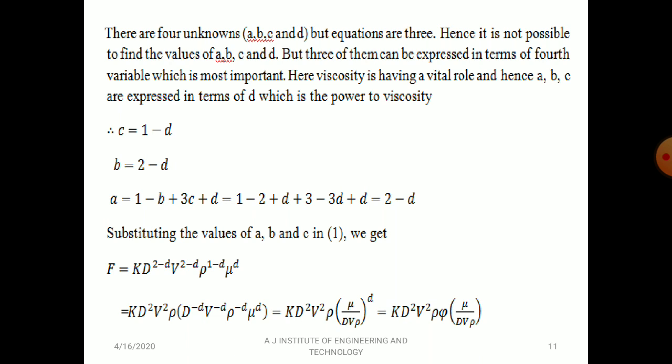So we can just neglect the power. When it is a function of mu divided by dV rho, then it should be a function of mu divided by dV into rho. So here you can just express it as a function of some parameter phi. So K into D square V square rho into some function, I neglected that power, of mu divided by dV rho. So this is the solution for the second problem.